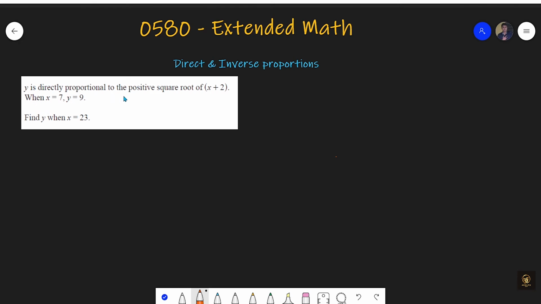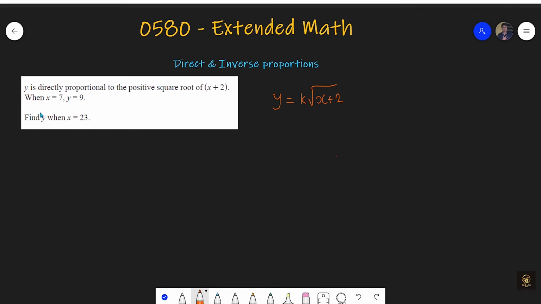y is directly proportional to the positive square root of x plus 2. We know that if it's a direct proportion, the equation is going to be y equals kx. But here they said y is directly proportional to the positive square root of x plus 2. So instead of x, I should use the square root of x plus 2. According to the condition, it will vary, so you should keep that in mind. So the square root of x plus 2 will come here.